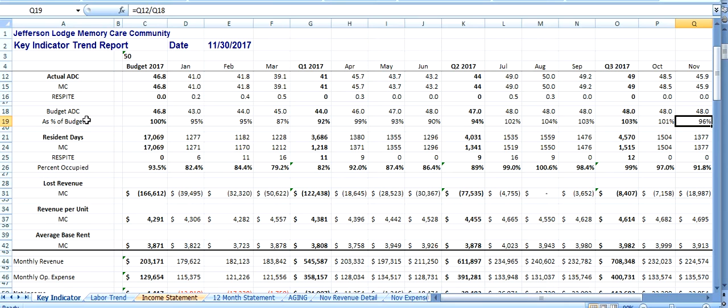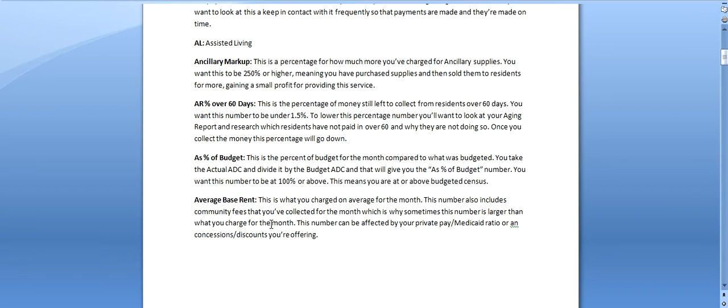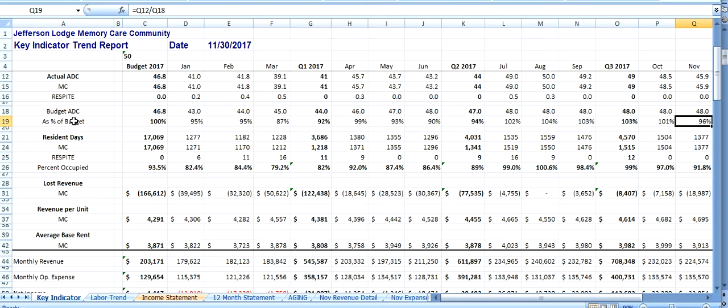As percent of budget. What does this mean? You can go to your glossary and you can look up the definition. As percent of budget is basically my percent compared to where I should have been. So because I was lower, I'm at 96%. You want this as percent of budget to be at 100% or more, meaning your average daily census is 48 or above, or whatever your budgeted average daily census should be.